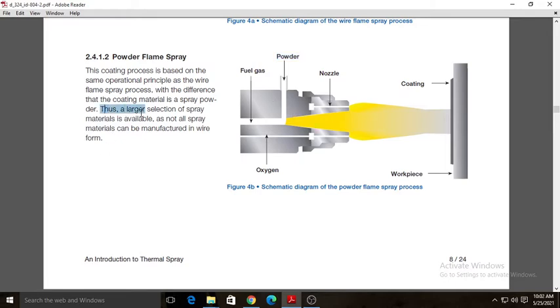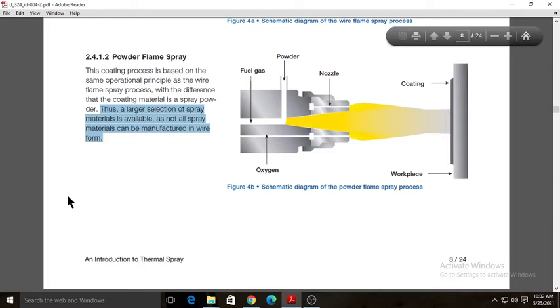Here a larger selection of spray material is available, and not all spray material can be manufactured in a wire form. Here the previous work to convert this coating material into wire, and then use this wire in this process, is eliminated. Here we can use this coating material directly in the form of powder. So no previous processing on coating material is required in case of the powder flame spray.